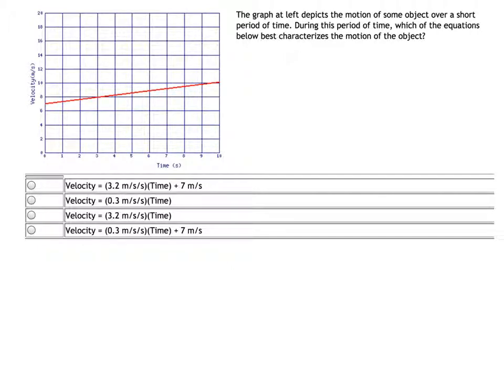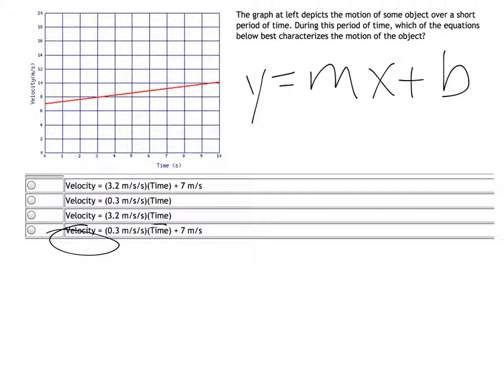If you think of the general form of a linear equation, it looks like this, where m is the slope and b is the y-intercept. In our case, the y-axis is velocity, and the x-axis is time. So we see those two variables down here. That makes this the slope, and this the y-intercept.